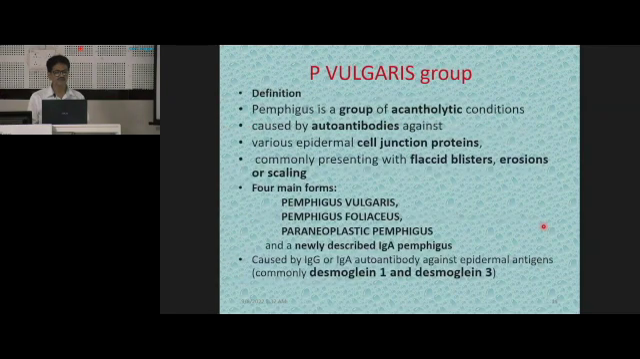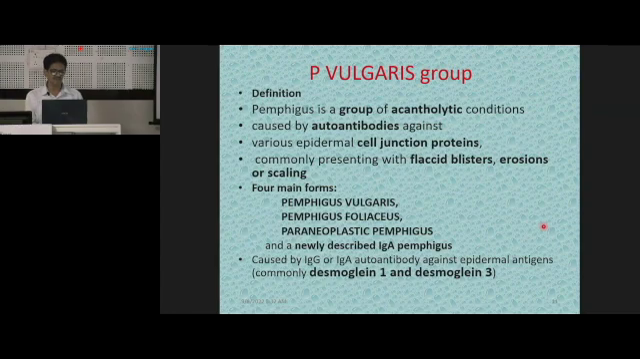Now coming to pemphigus vulgaris as a group, I will be telling about certain group characteristics you start with, so that we cover some part of epidemiology and the frequency at which these diseases are occurring, and the basic definition. Pemphigus is a group of acantholytic conditions caused by autoantibodies necessarily, and various epidermal cell junction proteins are the targets of these autoantibodies.